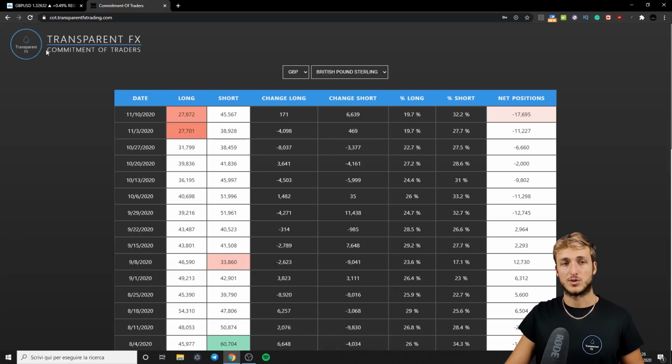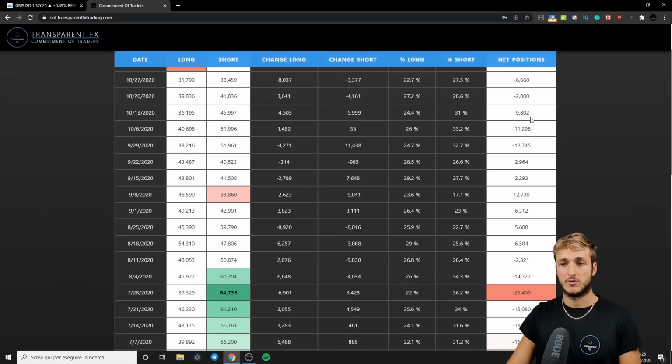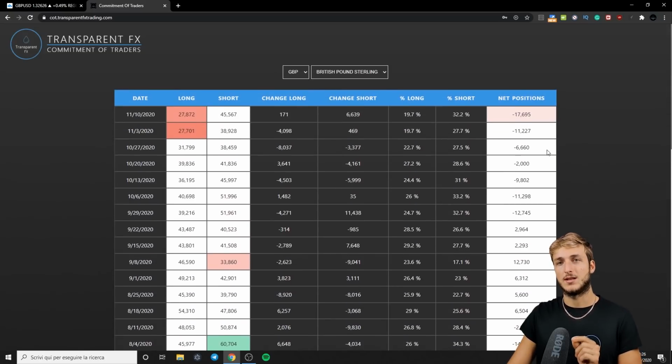from a COT perspective. So commitment of traders, which is what hedge funds are currently doing in the market. Now, what we can see is that with the last reports, net positions have been decreasing. In fact, we went from having a positive 12.7k net positions all the way down to having now a minus 17k net positions. So we went from having a positive net positioning to having a negative net positioning.